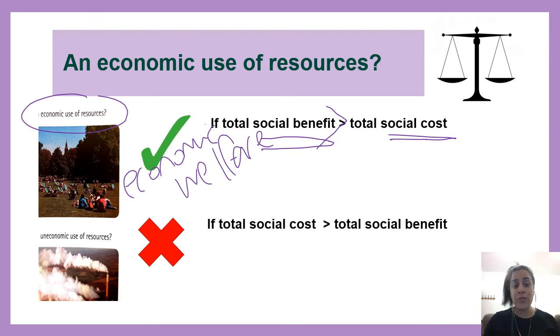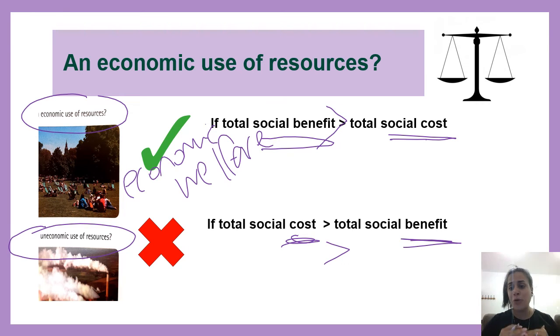However, on the other hand, I would say I would be having an uneconomic use of resources when my costs are the ones that are greater than the benefit. So here, economic welfare can be improved by reducing production and consumption. So the society here would be better off and economic welfare will be higher. Then the same resources should be allocated to another use. So don't use these resources in order to produce whatever this factory was producing, because the cost was much greater than the social benefit.